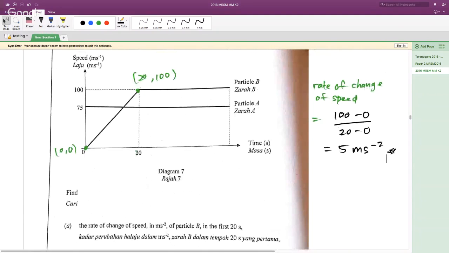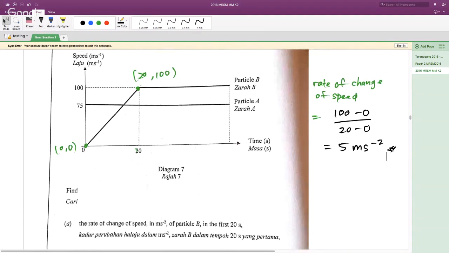Now, find the time when both particles were traveling at the same speed. So at what time do they travel at the same speed? It is over here. Okay, this one is the tough one. Over here, we do not know what the x is. But since we know the y, if I substitute the coordinate, this one is basically x and 75, isn't it? For this red coordinate. So since the gradient is 5, I will just use the gradient formula. So I say 100 minus 75 over 20 minus x. Yeah, y minus y over x minus x is equal to 5.